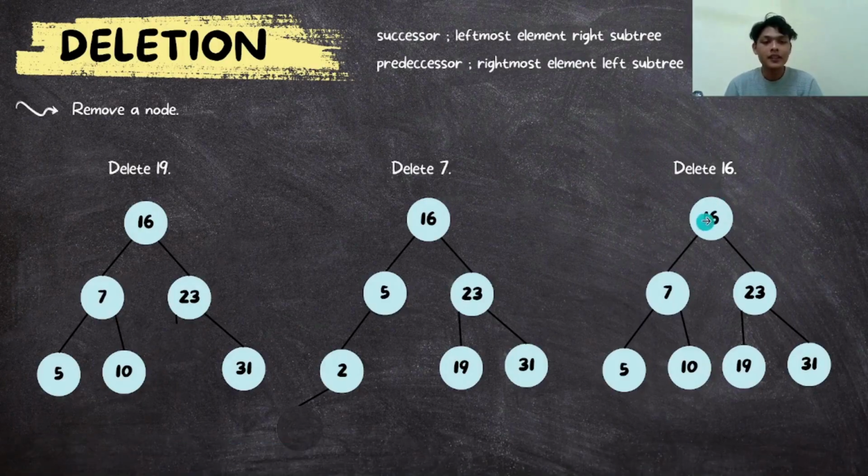And the third case is when we want to delete 16, the root. In this case, I choose to use the successor. So if we remove 16, the root, 19 will replace the position of the root, and it will go to the top, and 19 will be removed. This is the case where the successor is used to replace the root when deleting the root.